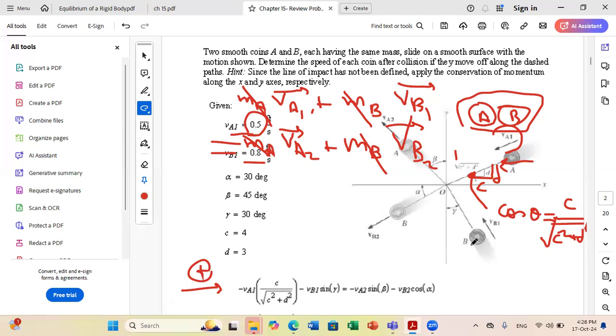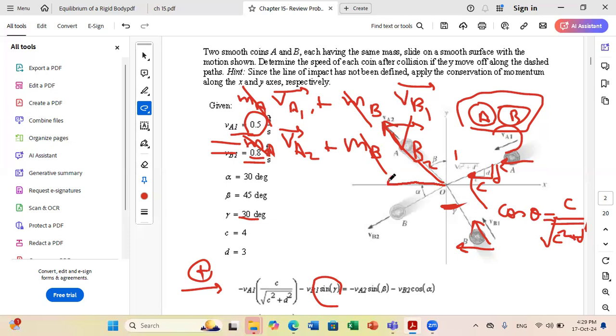Now for VB1, it's also a negative projection. So minus VB1 magnitude. Since we have the angle given with Y, when we project, we do sine gamma. So minus VB1 sine gamma, and gamma is given to be 30, we replace: minus 0.8 sine 30 equals, at the final state, what do we have? According to the figure, VA2 has a negative projection.